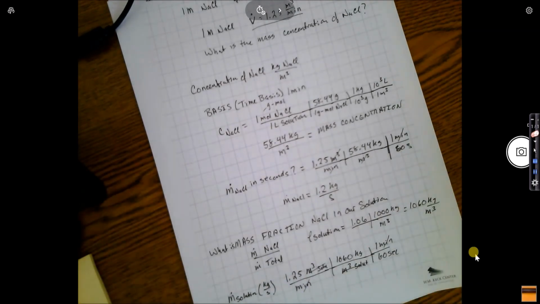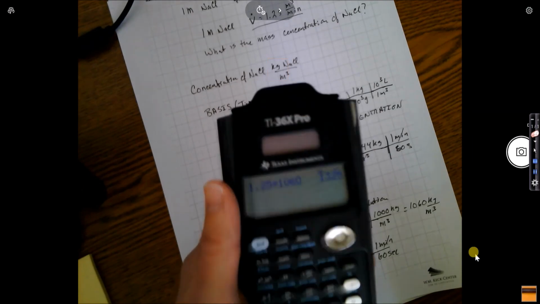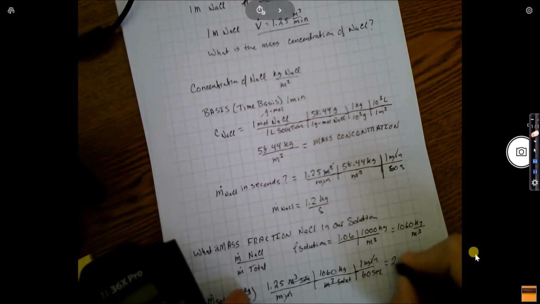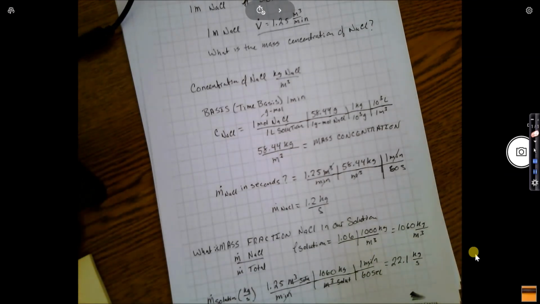Yes, we're safe to fire up the old TI calculator. I don't receive money from TI, but I have a TI, which is not working right now. Clear. Yes, here we go. So 1.25 times 1060. I've been showing the intermediary steps. So I got 1325, and divided by 60 seconds. And I got 22.1 if we round up, kilograms per second. And I'll double check. Yes, I got 22.1 kilograms per second.